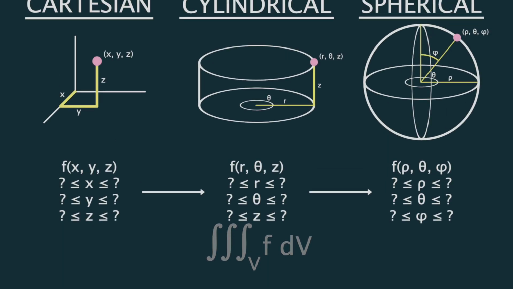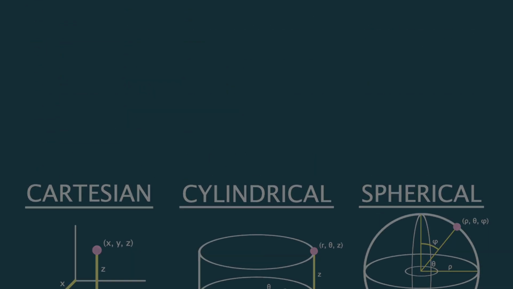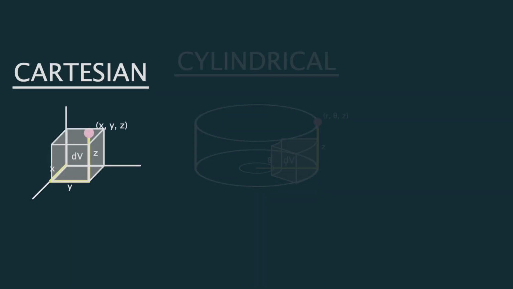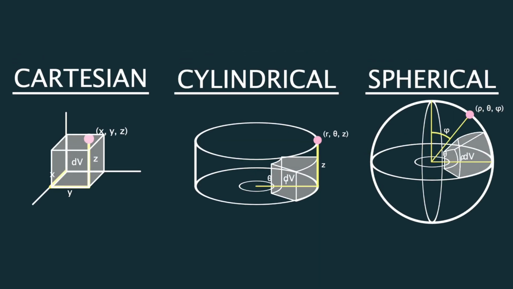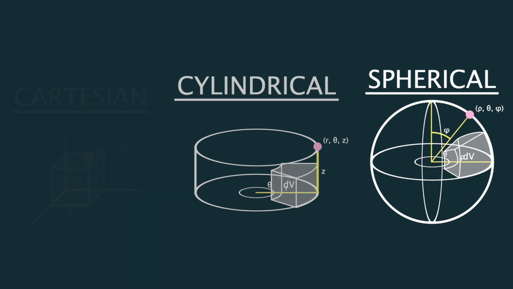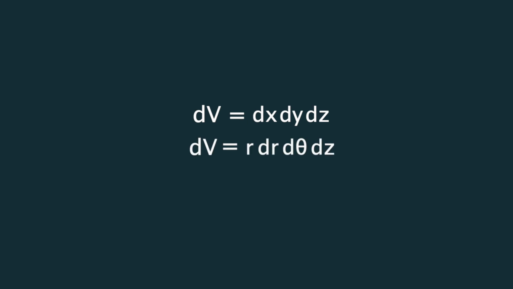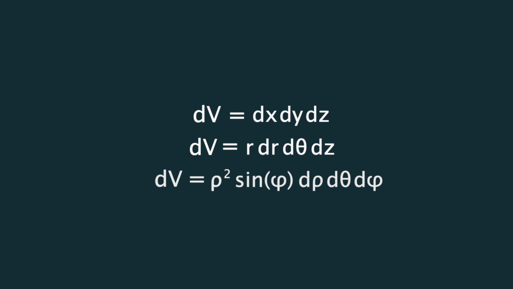Just to recap, triple integrals in each of these coordinate systems follow this pattern, and the bounds of integration are found by visual analysis. When we look to find dv for our systems, we see how the infinitesimally small chunk approaches the shape of a rectangular prism. To find its equivalent value, we find what each side is and multiply them together. Through this, we find that dv equals dx dy dz in Cartesian coordinates, r dr d theta dz in cylindrical coordinates, and rho squared sine phi d rho d theta d phi in spherical coordinates. And to think, all this math because someone just didn't want to do it the hard way.